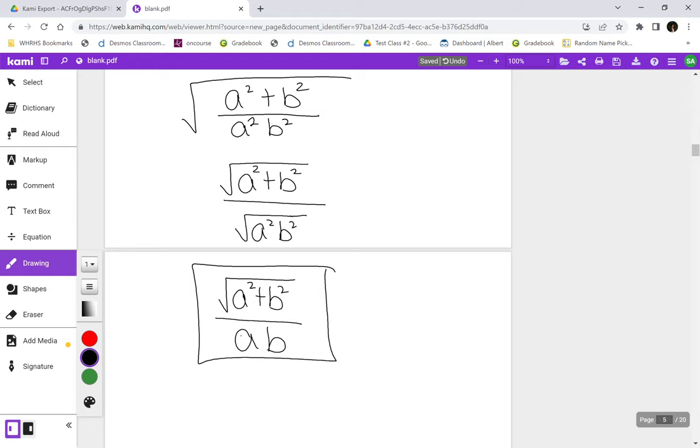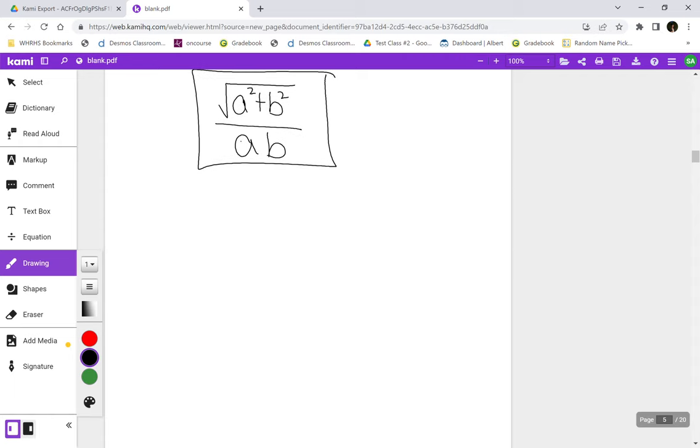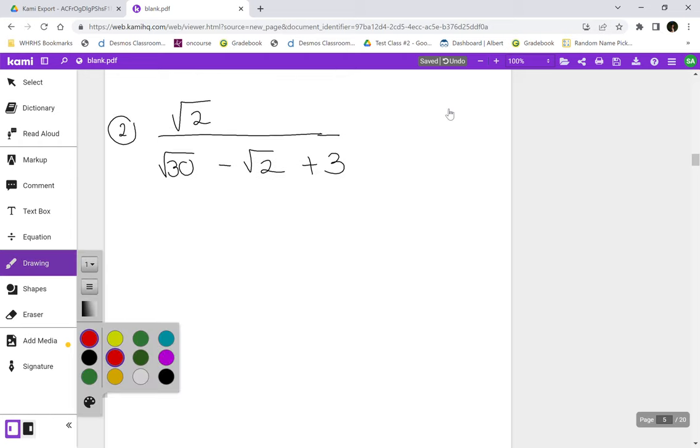All right, let's look at the second one. So I don't even know if my answer is right, to be honest. This was root 2 over root 30 minus root 2 plus 3. It's so easy to make a little arithmetic error here. All right, who thinks they have an answer for me? Let's get all of our answers. David. Don't be scared. I'd rather the wrong answer than no answer at all.